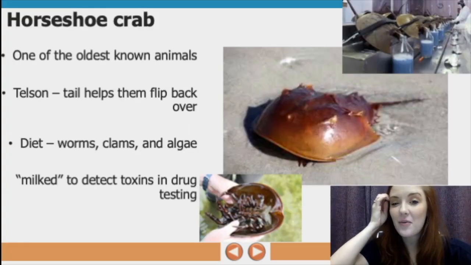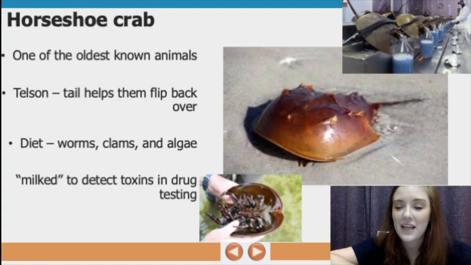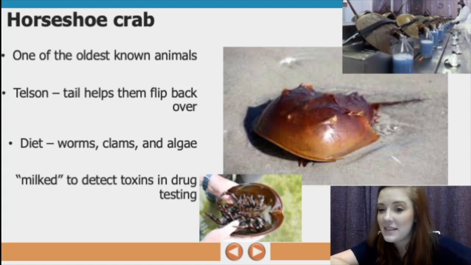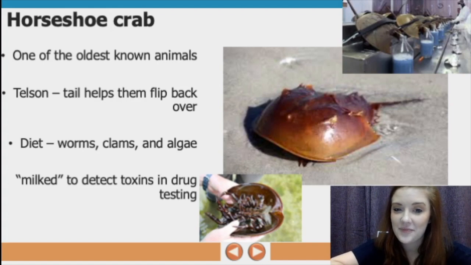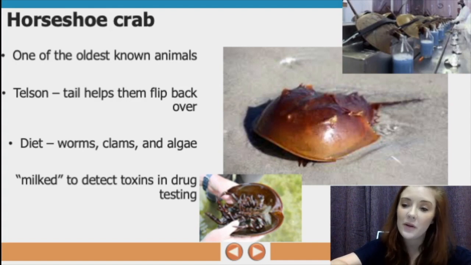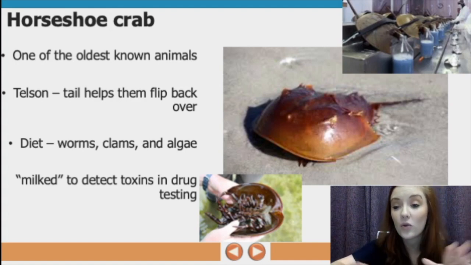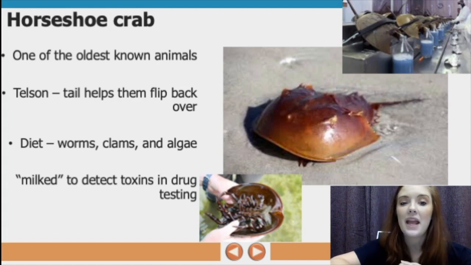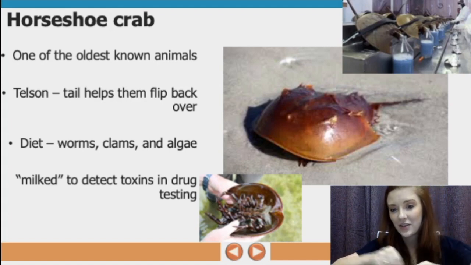Okay, let's talk about one of our oldest friends in the animal kingdom, known as the horseshoe crab. So the horseshoe crab is a chelicerate, and they might not look like much, but they do a lot for us actually. So it's one of the oldest animals, and I think it looks very dinosaurish. And you see that tail that's on the back of them.